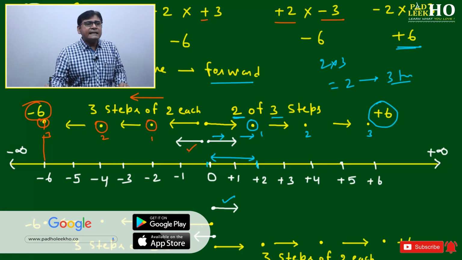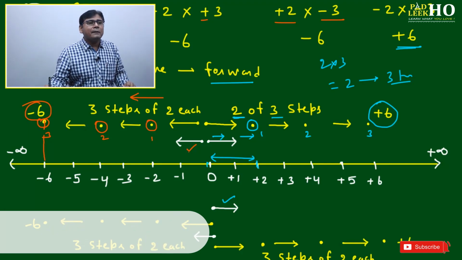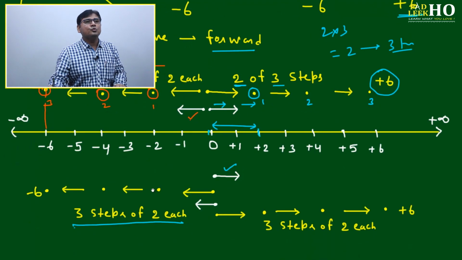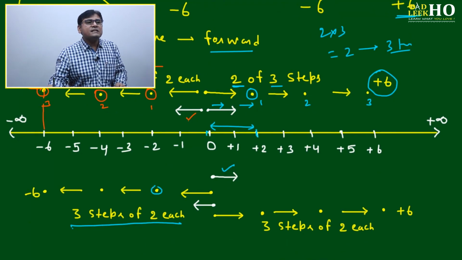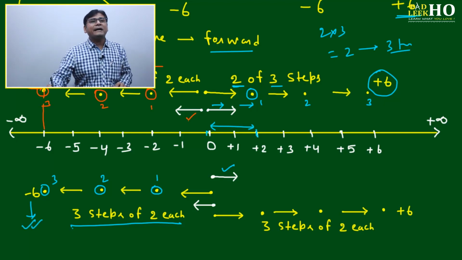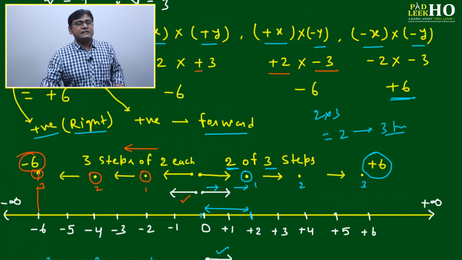Then for the second side, you have to move backward, and backward you have to move 3 steps of 2 each. 3 steps of 2 each means this will become your first step, this will become your second step, and this will become your third step. After the third step you will reach minus 6. So minus 2 into 3 is also minus 6, and plus 2 into minus 3 is also minus 6.